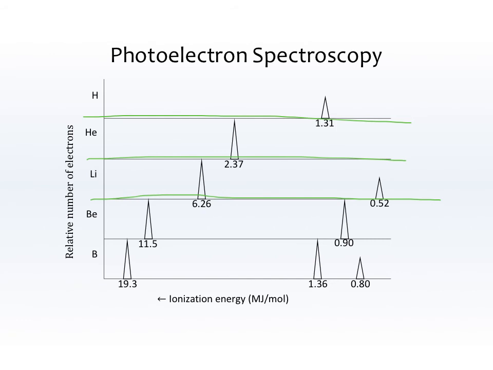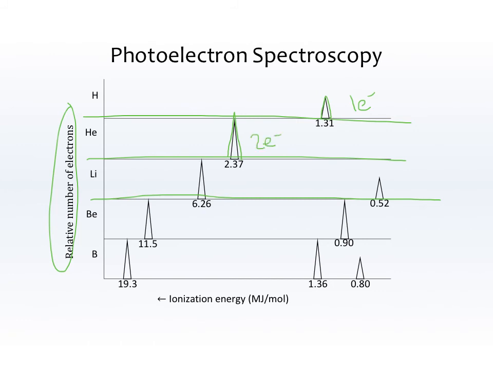So notice the axis for relative number of electrons relates to these peaks. The first peak, the only one peak in hydrogen, is about half as tall as the one peak in helium, which tells me that hydrogen has half the number of electrons. And so we're going to say 1 electron for hydrogen, 2 electrons for helium.